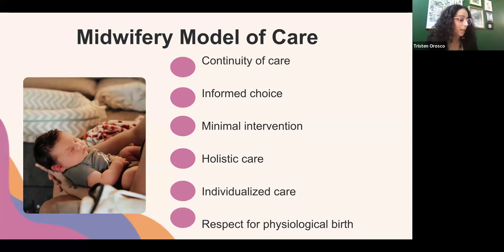And lastly, respect for physiological birth. We trust the body's ability to give birth and support that process along the way, while respecting the person's autonomy and their preferences, while also recognizing that complications can and do arise. We have the means to be able to address those things if needed.